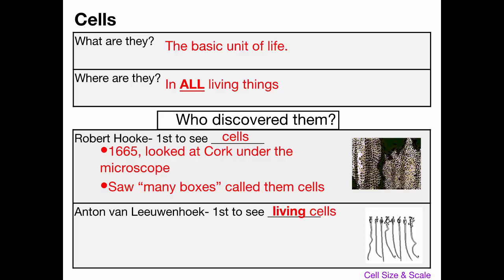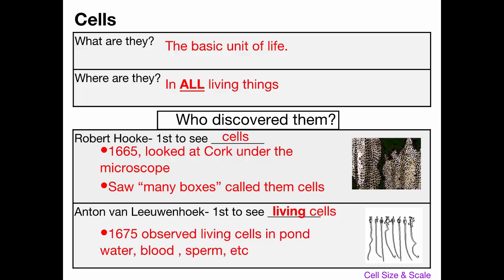Leeuwenhoek developed new ways of making very good lenses. And in 1675, he used these lenses to observe many, many types of living cells. He made careful drawings of all these things that he looked at under his microscopes. He saw living cells in pond water, in blood, in sperm. He saw that all these have living cells in them. Tiny little things that were unable to be seen without a microscope, but were able to be seen with the microscope.